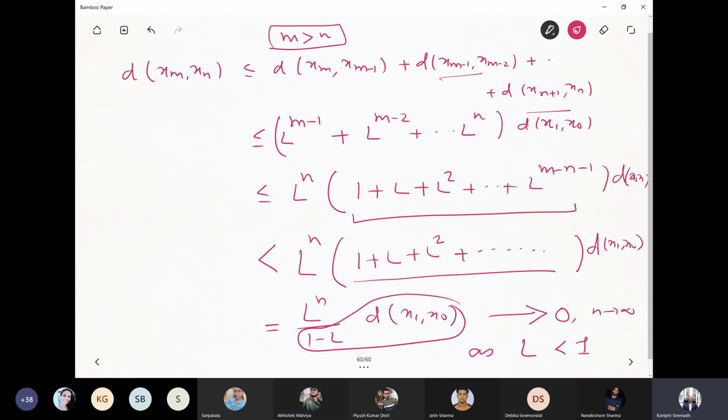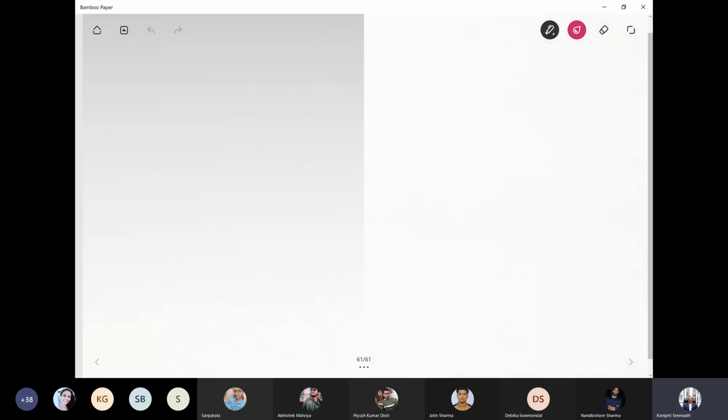Okay, so this is how you show the sequence converges. And it is a complete metric space. Therefore, it converges to x. Now, since xn is T of x(n-1), and T is continuous, take the limit on both sides.